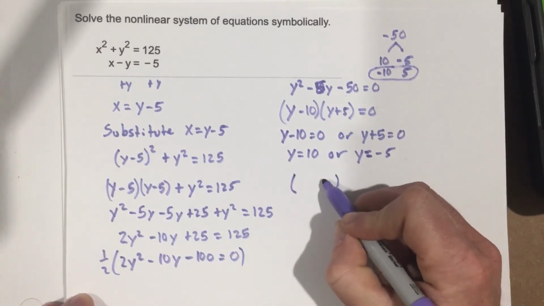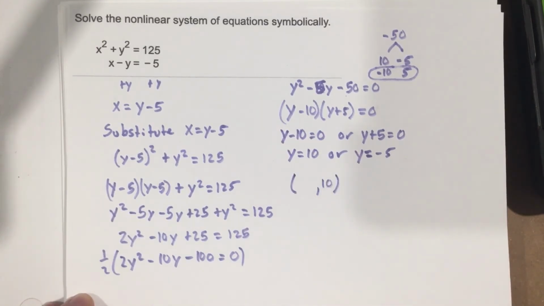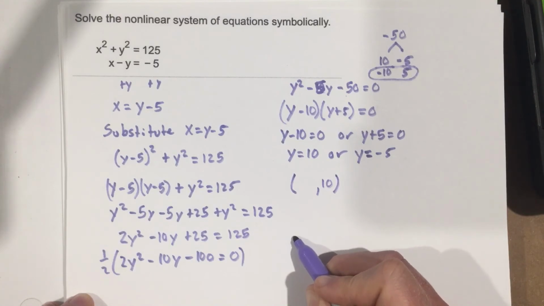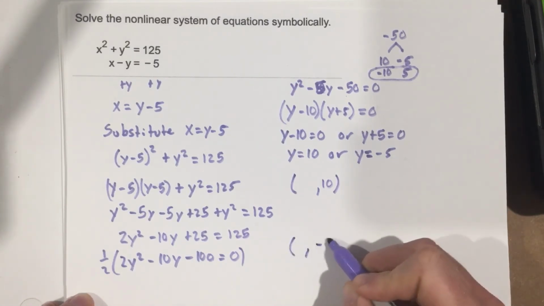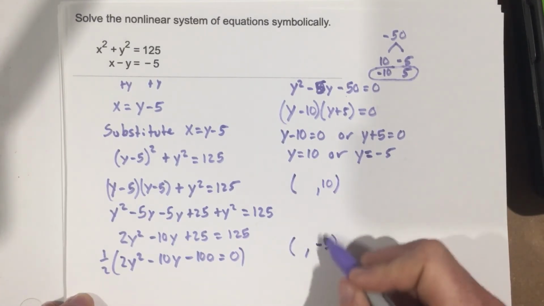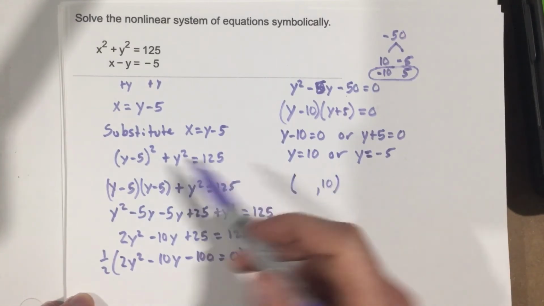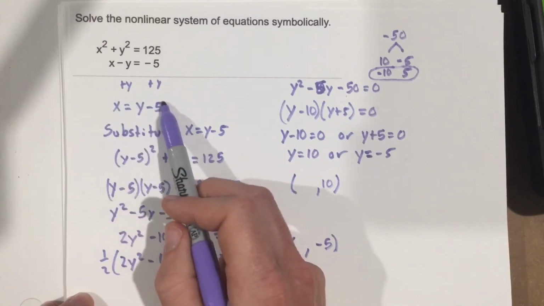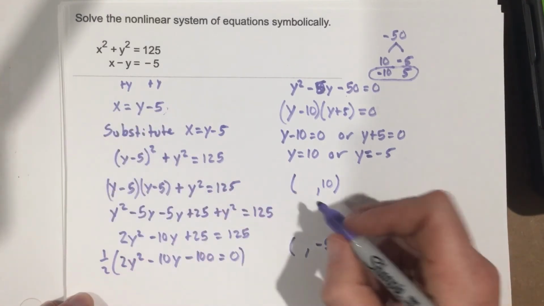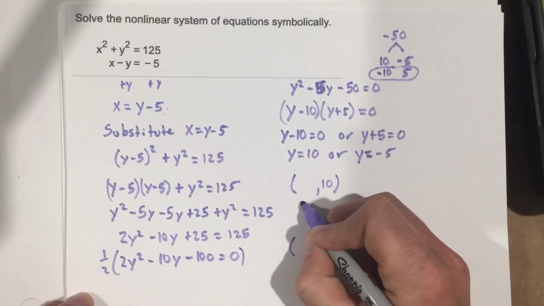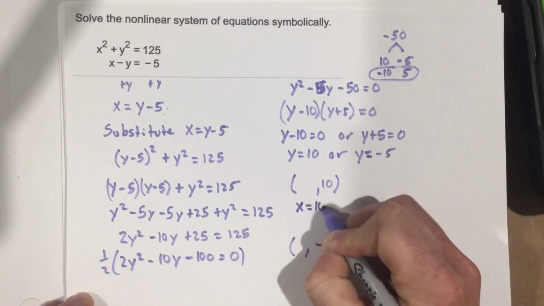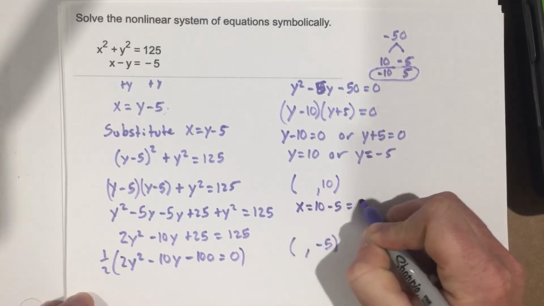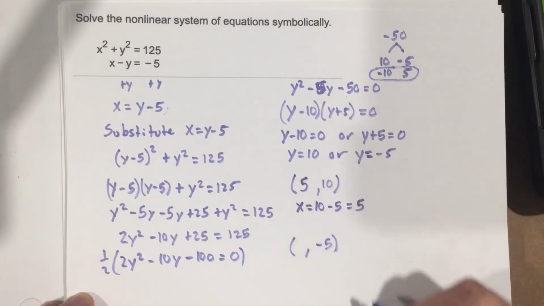Let's go ahead and throw the 10 in for the y value, and then let's leave some space and throw in the -5 for the y value. These are our 2 possible solutions. We need to use this equation, though, to find the x values. What are the input values that are possible there? So we're going to say x equals 10 minus 5, which is 5. So 5, 10 is a solution.